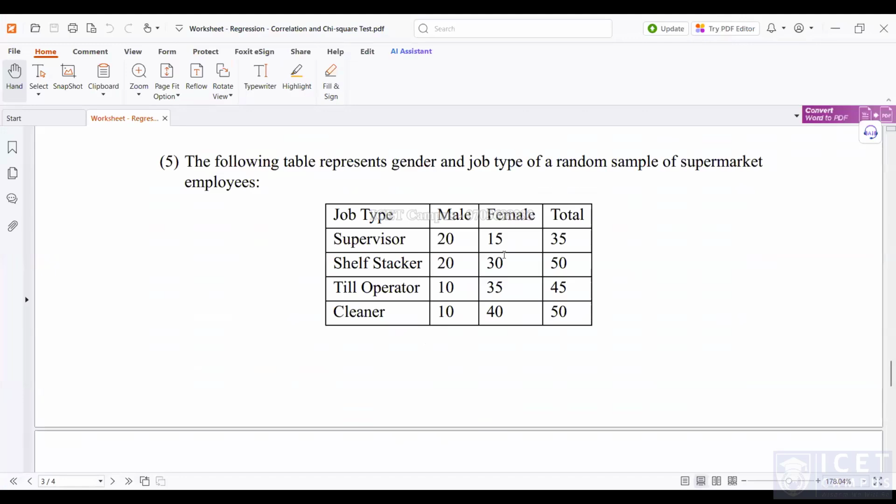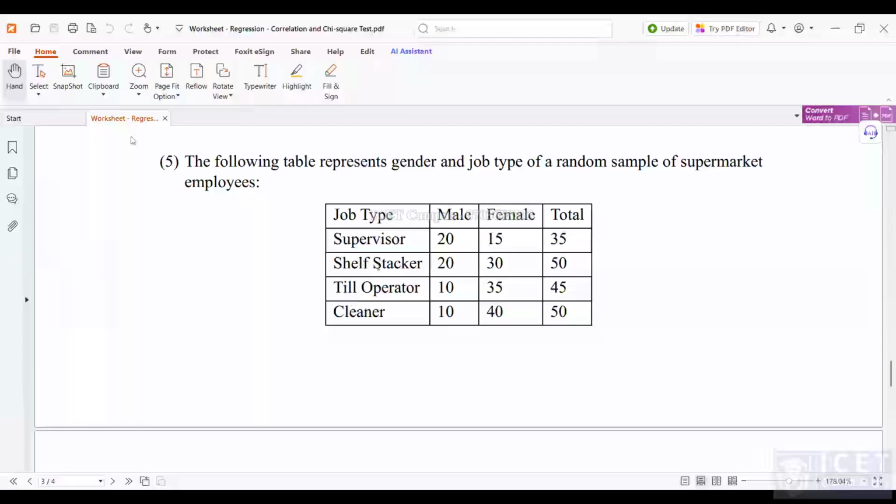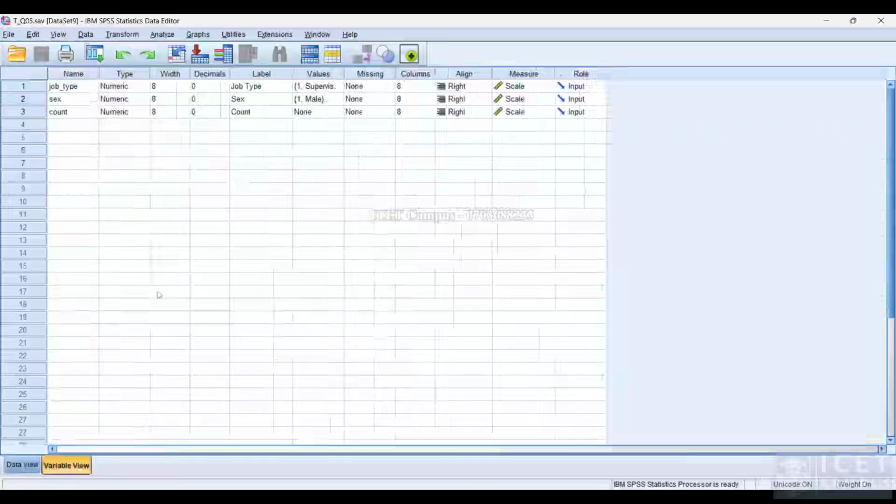Right. The following table represents the gender and job type of a random sample of supermarket workers. So then we can enter this data into the worksheet. So you can see here job type. Job type is supervisor, shelf stacker, till operator, cleaner. So here I decided job type.